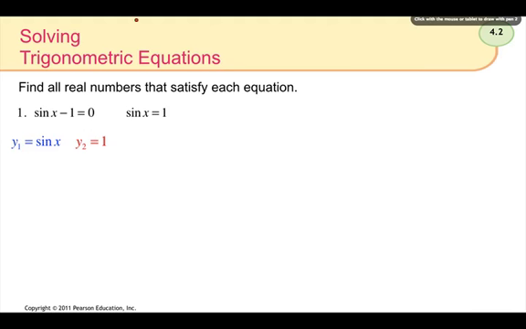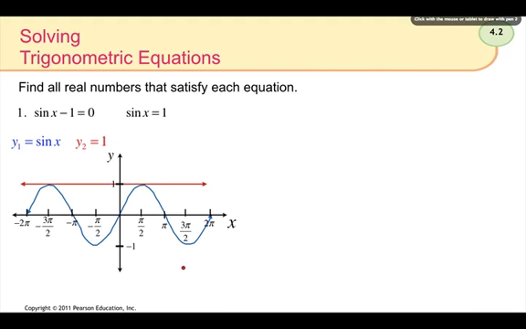Let me get my pen. As two functions. This is going to be my first function, y sub 1, and this is going to be y sub 2, the 1. And I'm going to look at the graph of these two functions. And basically what I'm looking for is to see where these two functions intersect. And notice that they intersect here, here, somewhere over here, an infinite amount of times to the right, an infinite amount of times to the left from this point.